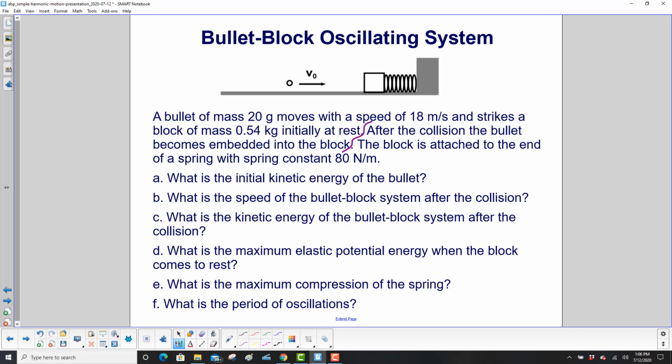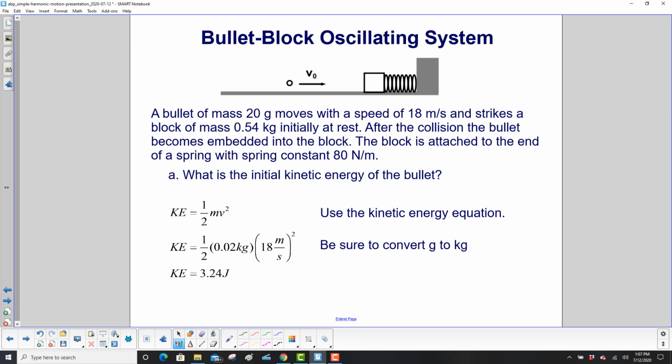What is the initial kinetic energy of the bullet? What is the speed of the bullet block system after the collision? What is the kinetic energy of the bullet block system after the collision? What is the maximum elastic potential energy when the block comes to rest? And then what is the maximum compression of the spring? These two are the same thing, right? And what is the period of oscillations?